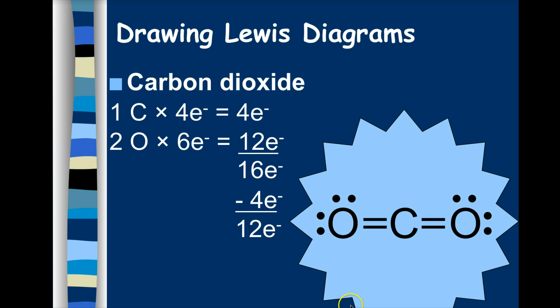Okay, so when I do that, I've done the same to each side. Each oxygen now has 2, 4, 5, 6, 7, 8 electrons, and the carbon has 1, 2, 3, 4, 5, 6, 7, 8 electrons. So the oxygen and the carbon both are satisfied with their octets.